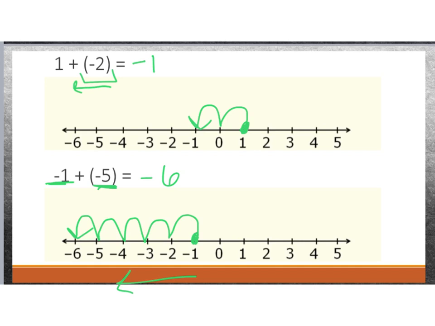I want you to pause this video, do the next 2 problems that are on the next slide, and then come back to the video to check your work.